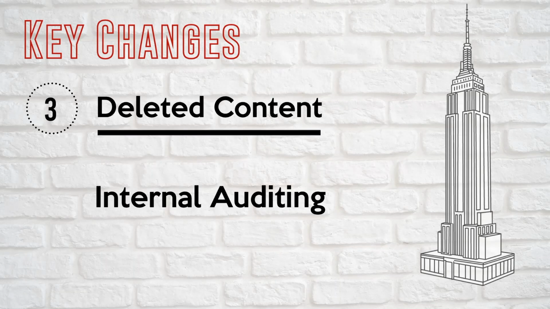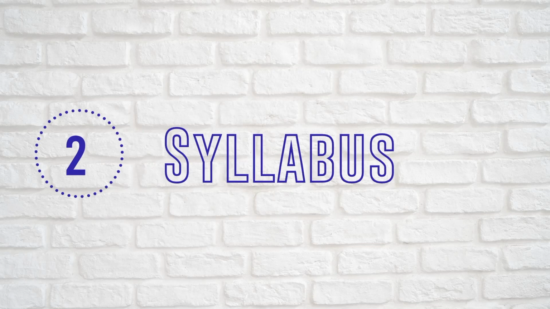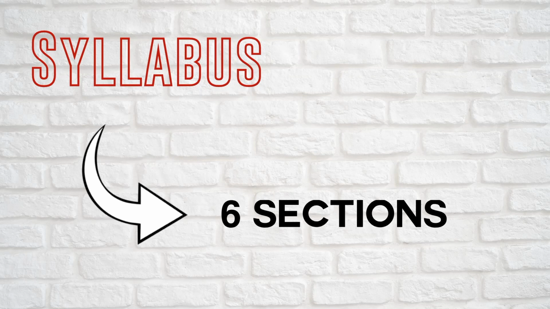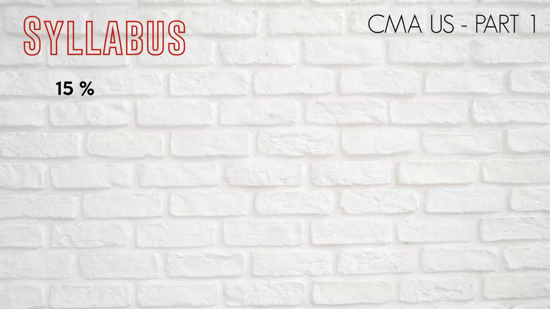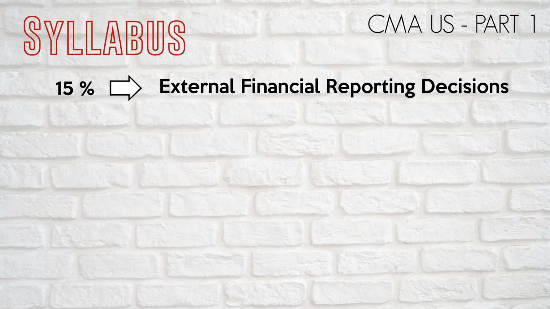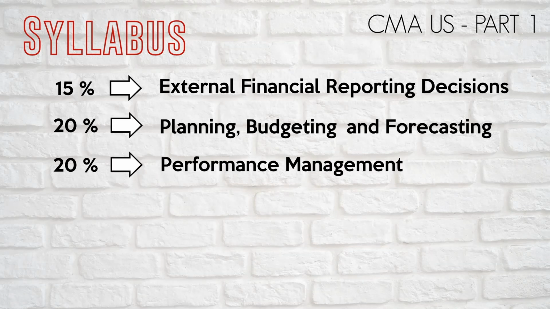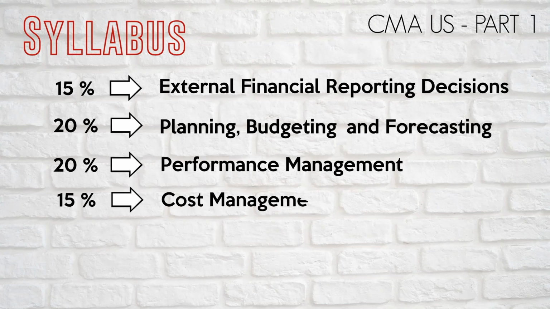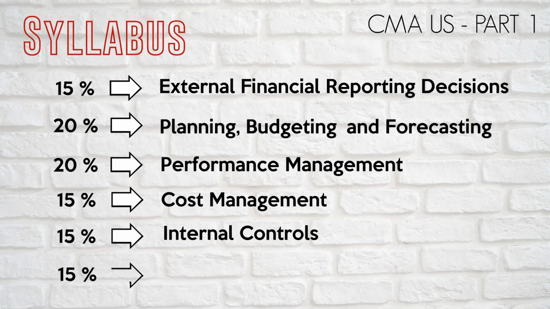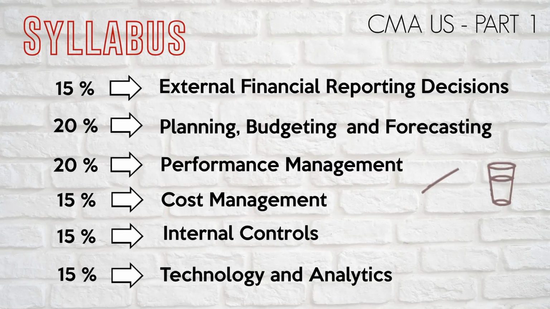Now let's talk about the syllabus of the Part 1 exam. The Part 1 exam is divided into 6 sections. External financial reporting decisions makes up 15% of the exam content. Next, planning, budgeting, and forecasting makes up 20% of the exam content. Also, performance management makes up 20% of the exam content. Then cost management, internal controls, and technology and analytics each make up 15% of the exam content.